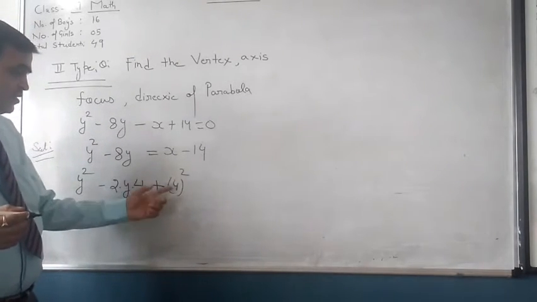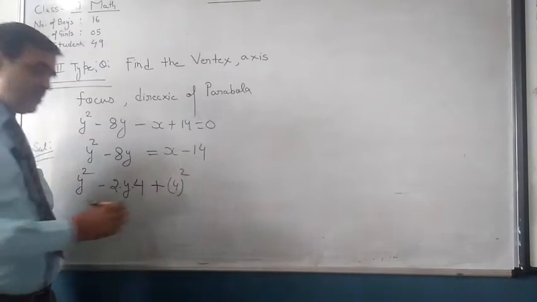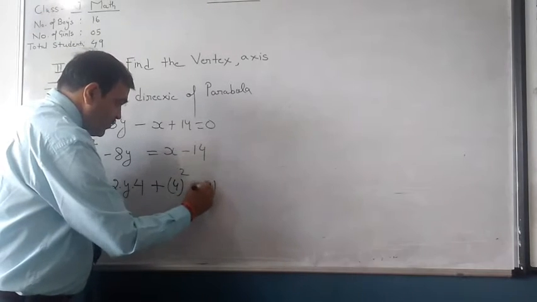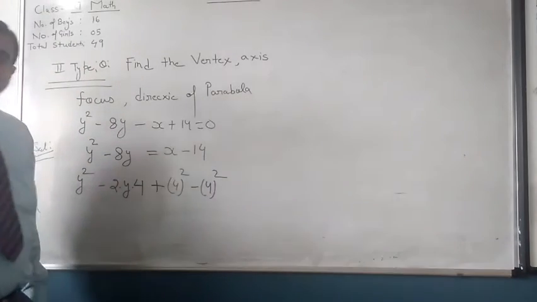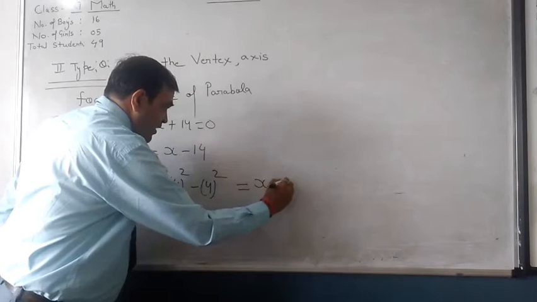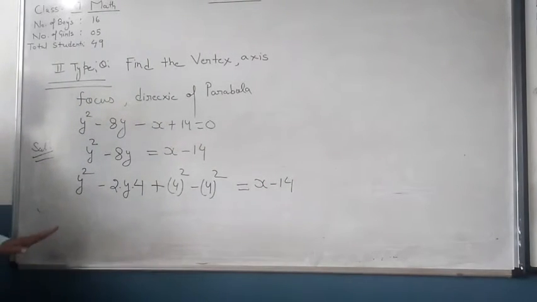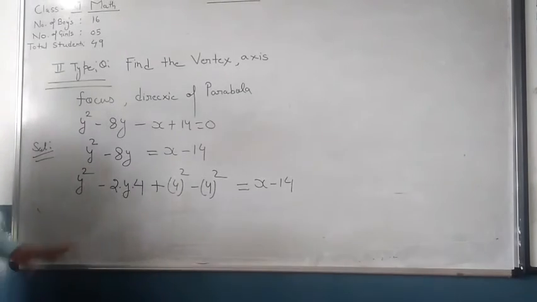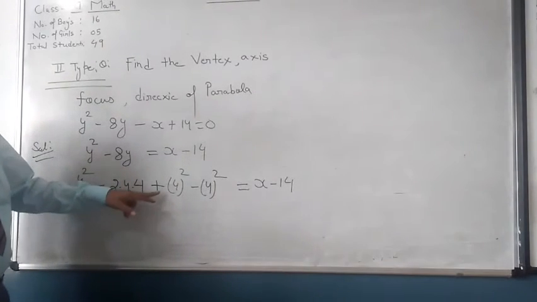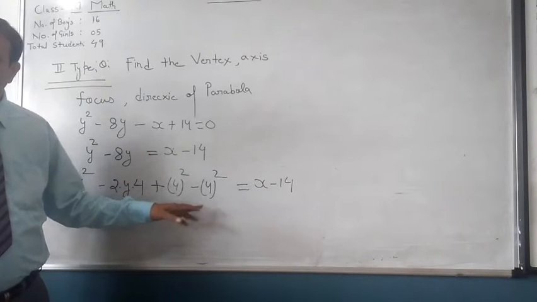Again further subtracted 4 square minus 4 square is equals to x minus 14. Is it clear? In this equation we added 4 square and subtracted 4 square for balance.